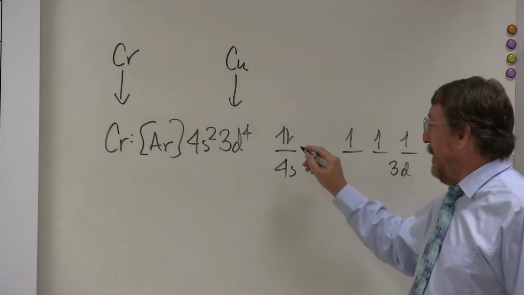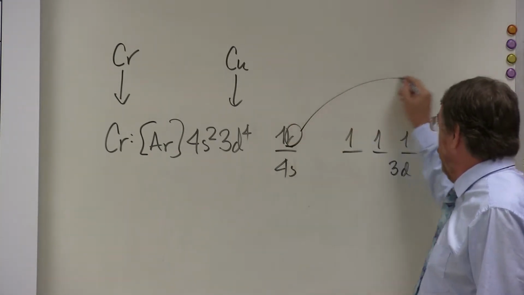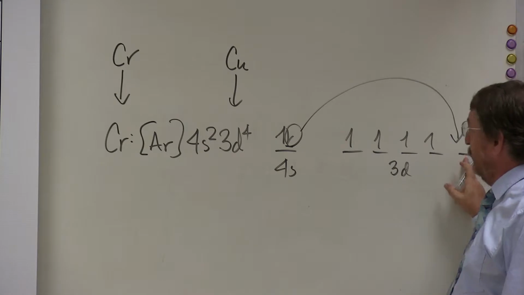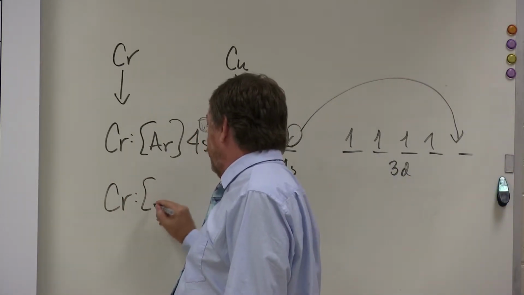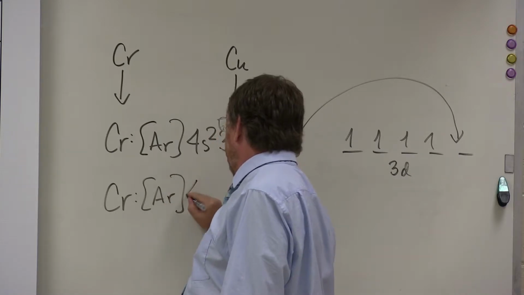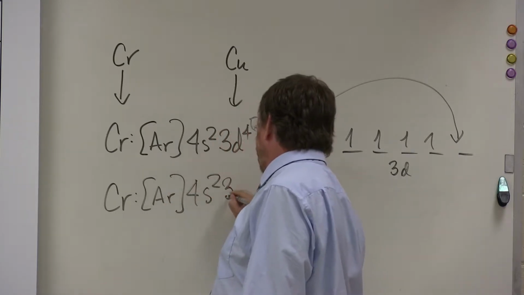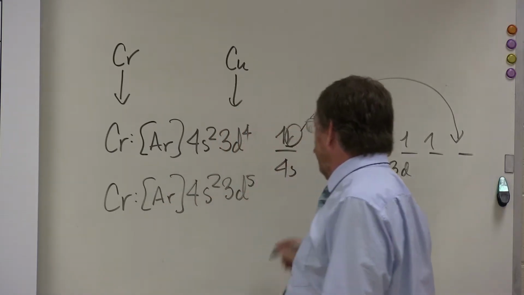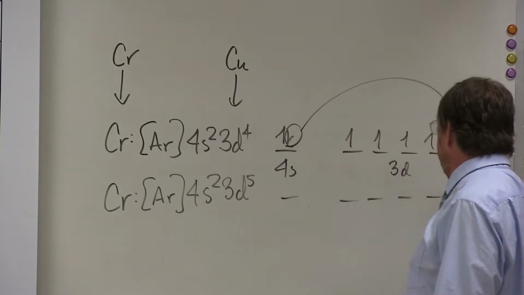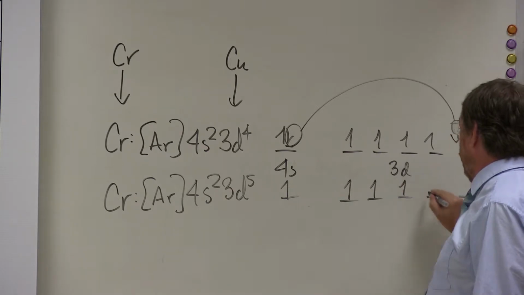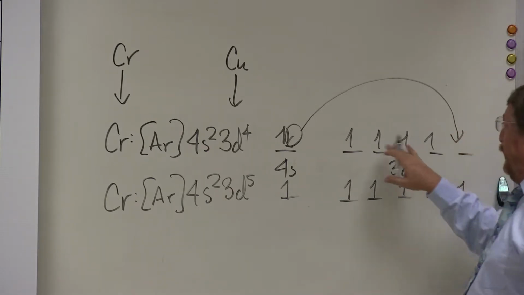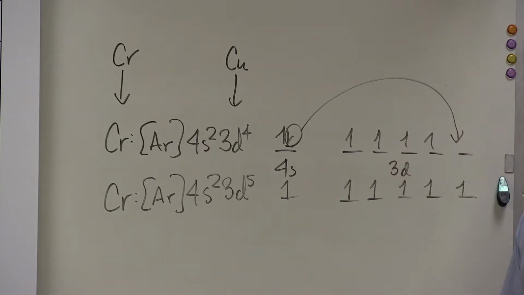Well, it's not. In reality, this electron right here moves out into this outer orbital, and so chromium is actually argon 4s1 3d5. We do the electron configuration, and obviously we're going to have spin up, and we have 6 unpaired electrons, not the normal 4 we would expect from chromium.